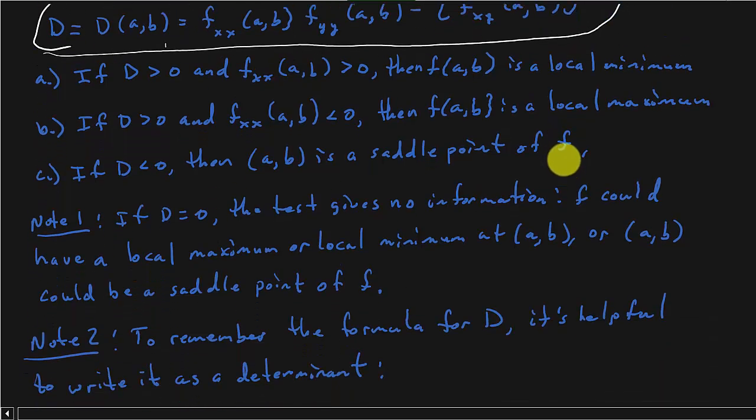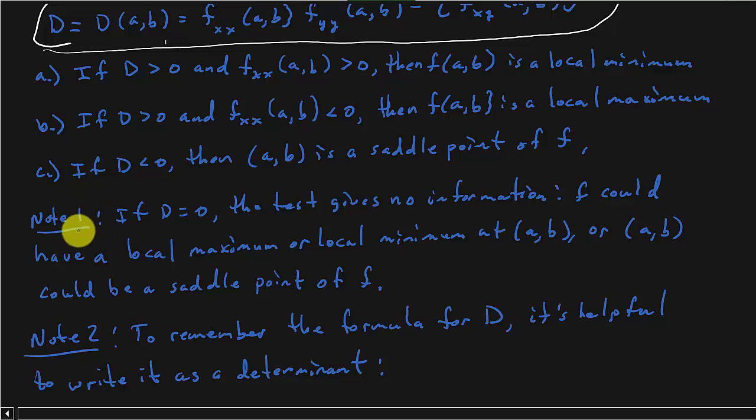Okay. And then we have a note here. If D is equal to 0, the test gives no information. f could have a local maximum or local minimum at (a, b), or (a, b) could be a saddle point of f. That's if we get D equals 0.